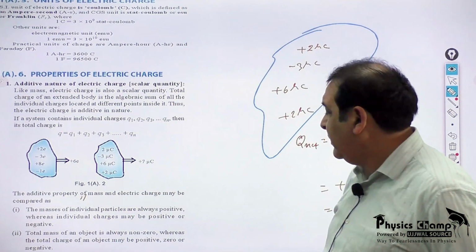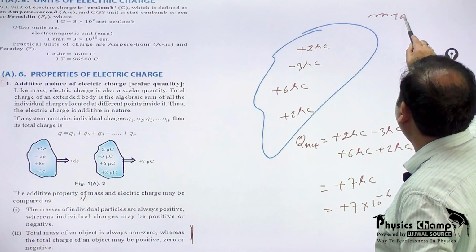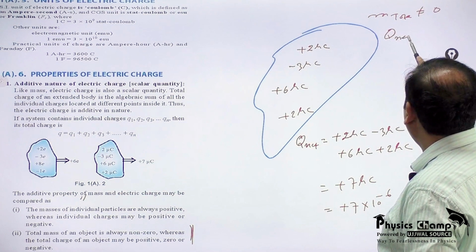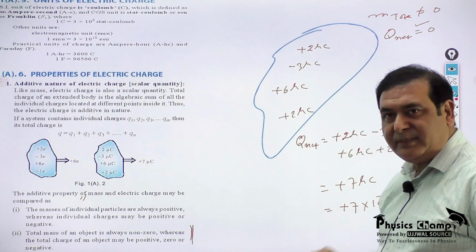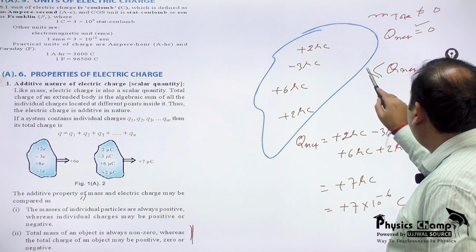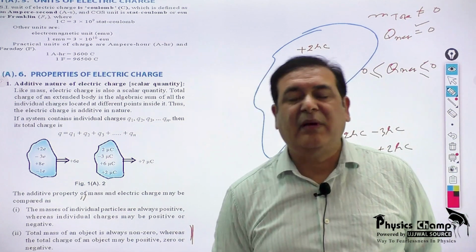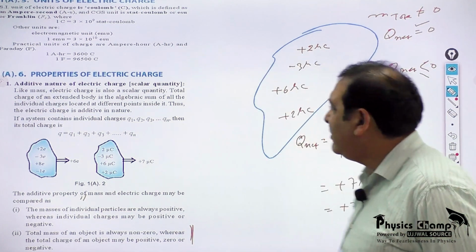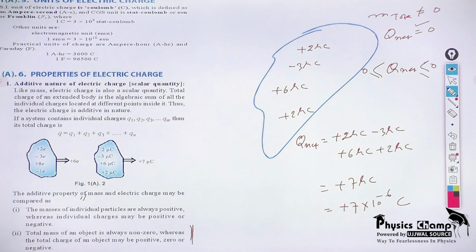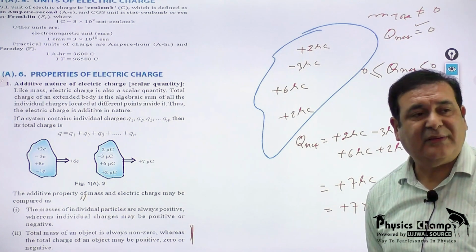The other property is that the total mass can never be zero, but total charge is possible to have a value 0. So total charge can have a value less than or equal to 0 or greater than or equal to 0. The net charge can be positive, can be negative, can also be 0. So this is the first property, a very important property of electric charge, that electric charge is a scalar quantity, and the net charge on an insulator, on a body, is the algebraic sum of all the charges on that body.